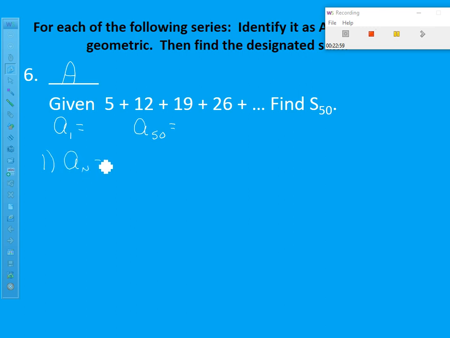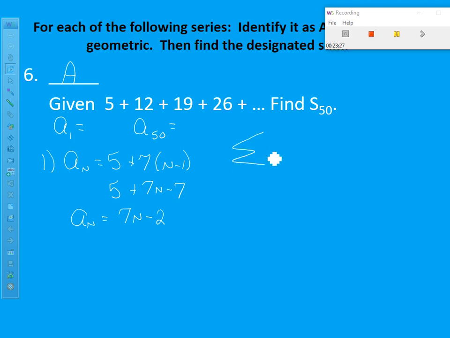So I'm going to go a sub n equal 5 plus 7 times n minus 1, 5 plus 7n minus 7. So it looks like my formula is 7n minus 2. Now these are my money problems, so do not miss it. Plug in 1, plug in 2. Make sure you get 5 and 12 for your first 2 terms.